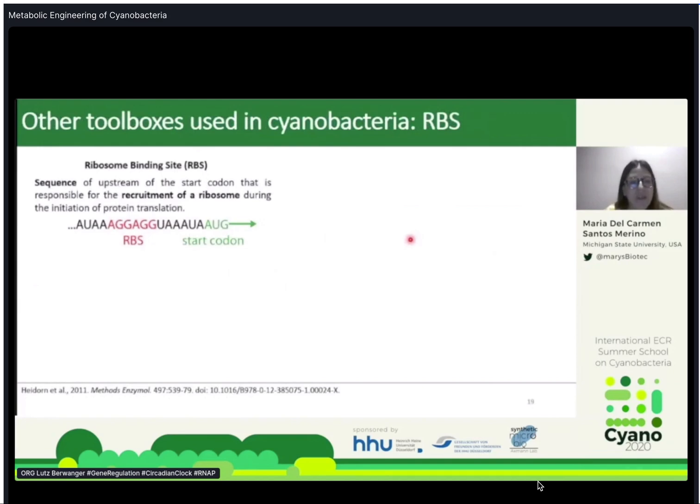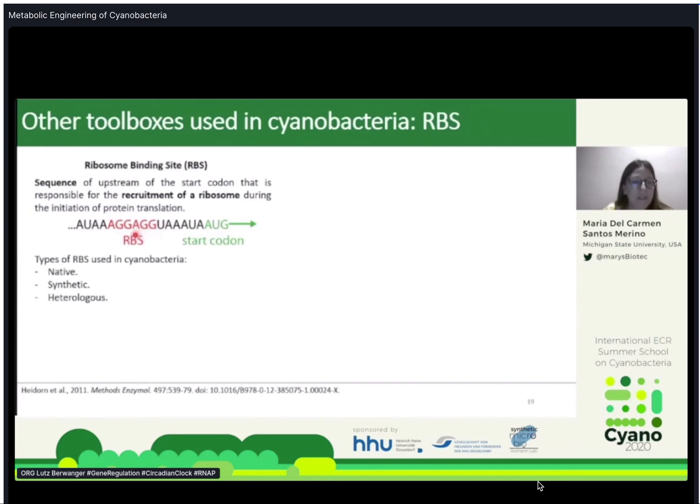The next toolbox that we can use in cyanobacteria to modulate the expression of the gene of interest could be ribosome binding sites. Ribosome binding sites are sequences upstream of the start codon that are responsible for the recruitment of the ribosome during the initiation of protein translation. This ribosome binding site normally contains the Shine-Dalgarno sequence.